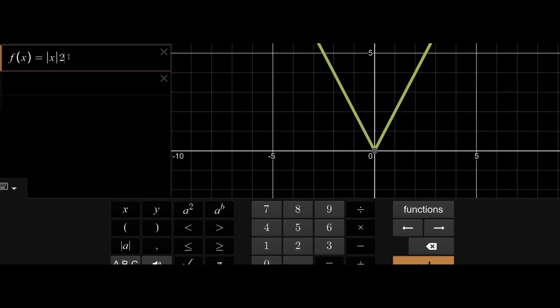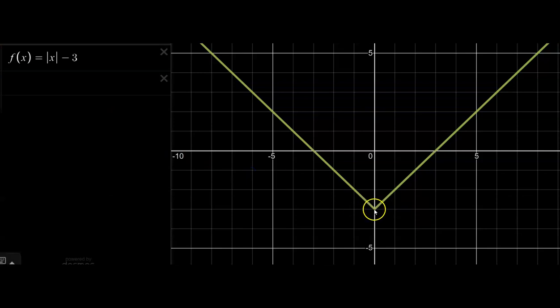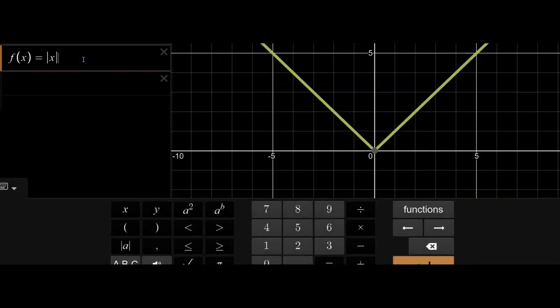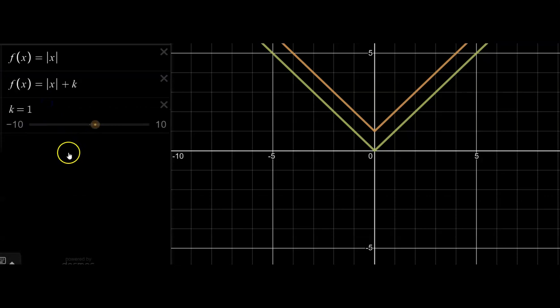What happens when you say minus 3? What happened to the graph? It got moved down 2 units. 3 units, actually, right? Now, as a matter of fact, I'm going to just leave that green one right there, and I'm going to make a different color, f of x, so you can compare that a little bit better, is equal to, and in this case, I'm going to go ahead and say absolute value of x, and I'm going to add a k at the end, just so I can add the slider and you can see what will happen to the graph.